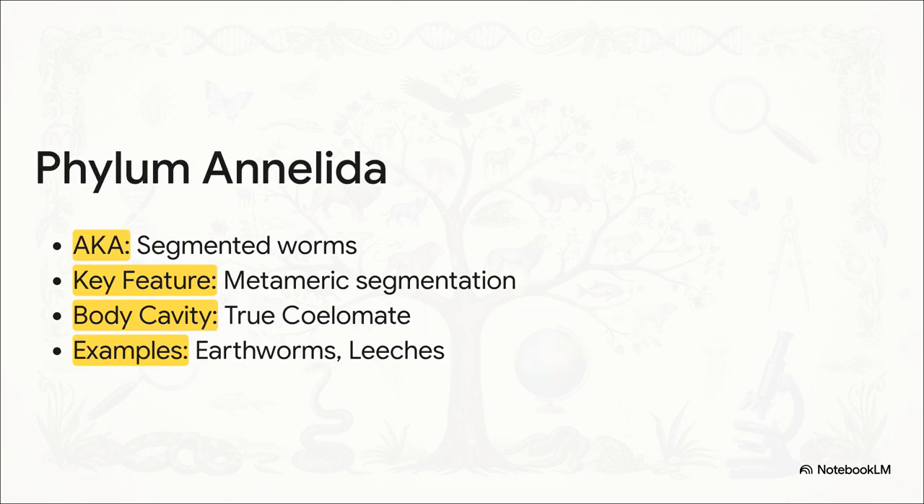Next up is the phylum Annelida, which includes our friends the earthworms and also leeches. This group shows off two major advances. First, they are true coelomates, and second, they have what's called metameric segmentation. Their bodies are built from a series of repeating segments. This kind of modular design turned out to be a really successful strategy for both movement and specialization.